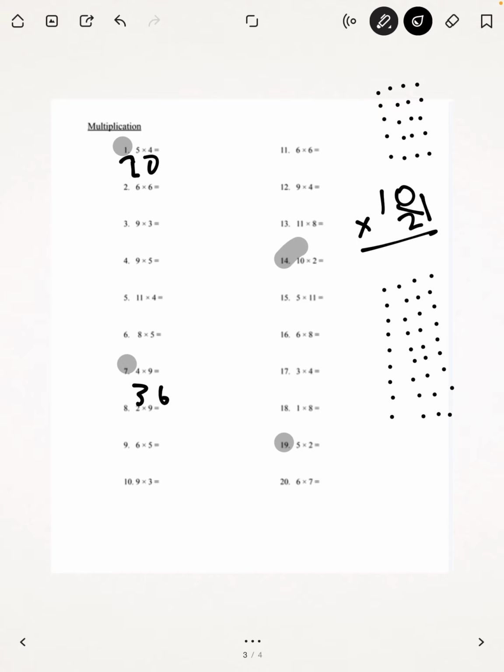2 times 0. If you multiply any number by 0, it's always going to be 0. So this one's going to be 0. Then you multiply 2 times 1, and that equals 20.